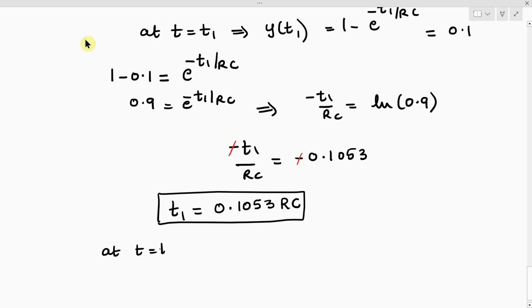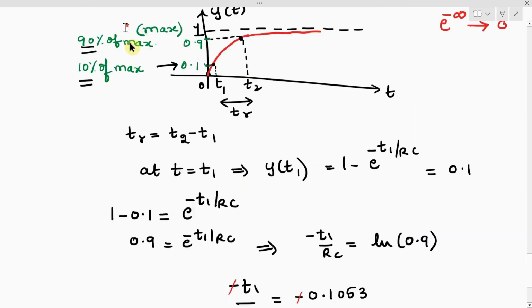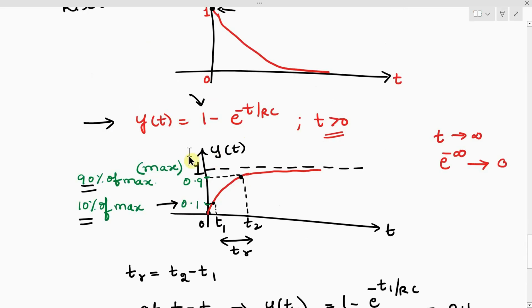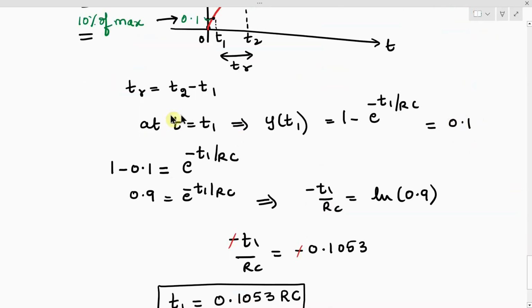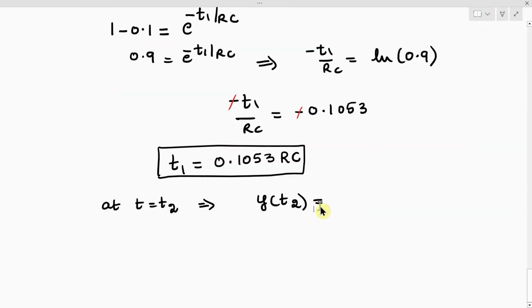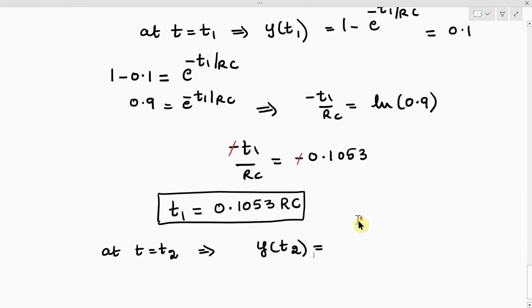What should I do? Just substitute T equal to T2. What happens to output? At T equal to T2, what is the output? 0.9. Right. Earlier, we equated it to 0.1 at T1. Now, we'll be equating that to 0.9 at T2 because it is 90% of the maximum. So, do the same. 1 minus e power of minus, you can proceed, equal to 0.9.